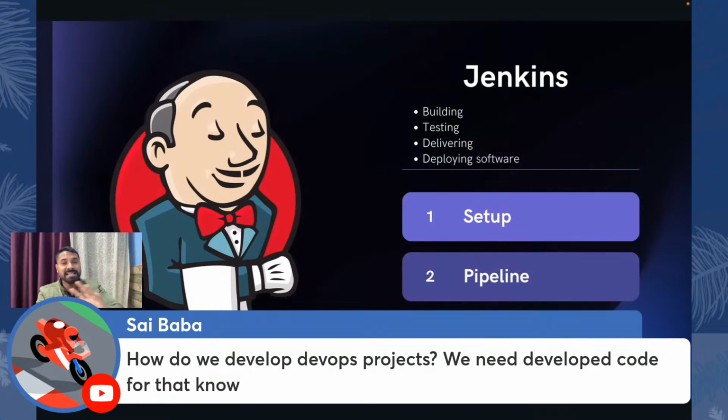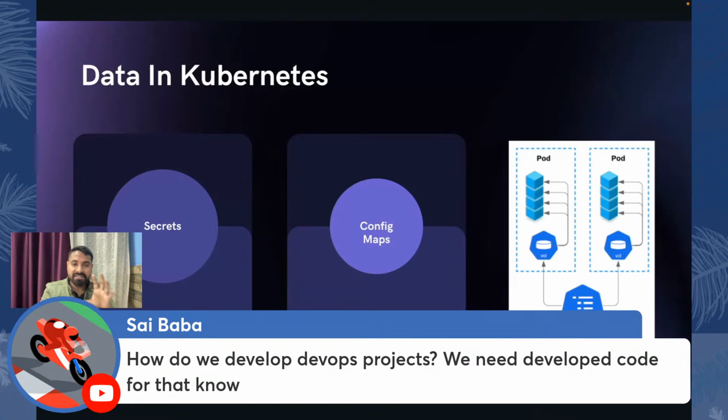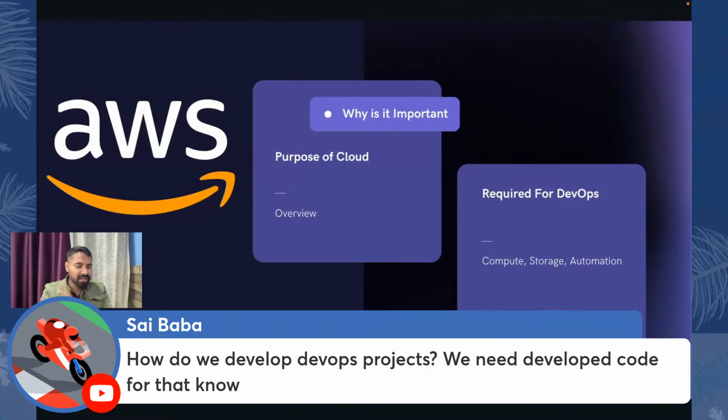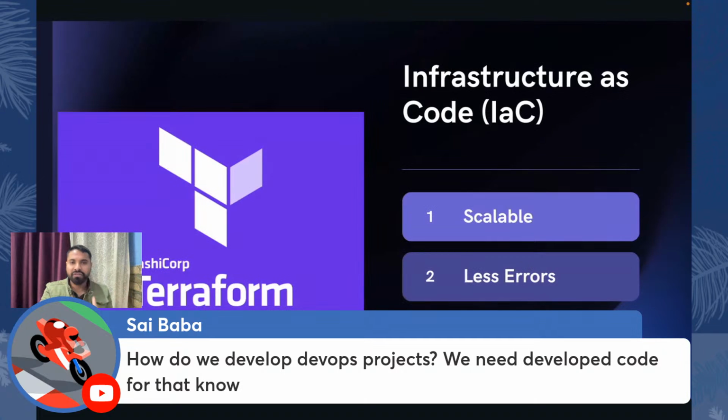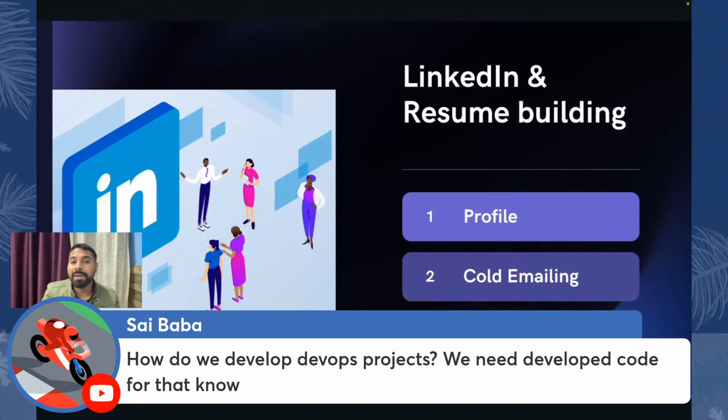Then you understand the CI/CD part of DevOps, Jenkins. You understand container orchestration with Kubernetes, and the data in Kubernetes. You understand cloud, infrastructure, and monitoring. Once you do all of these things, what should you be doing? What interview preparation will I be doing once I know all these things? I create my resume, I create my LinkedIn profile, and I cold email HR recruiters.